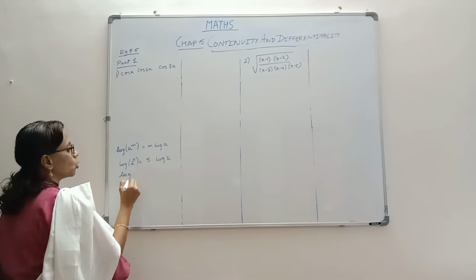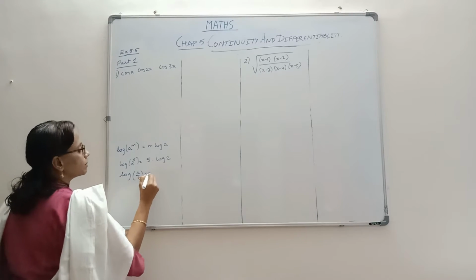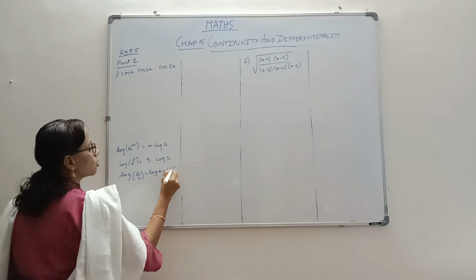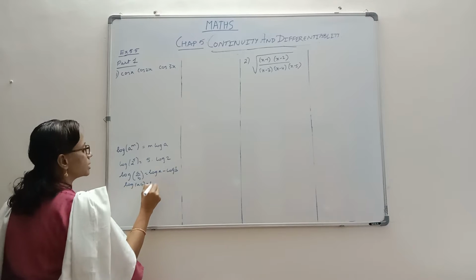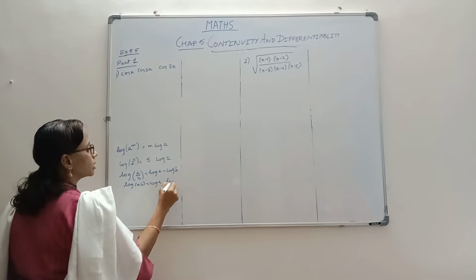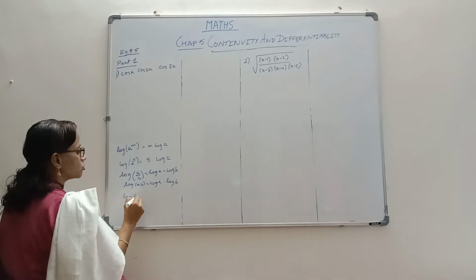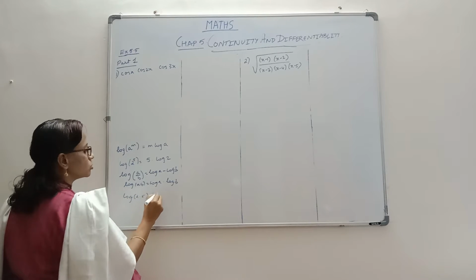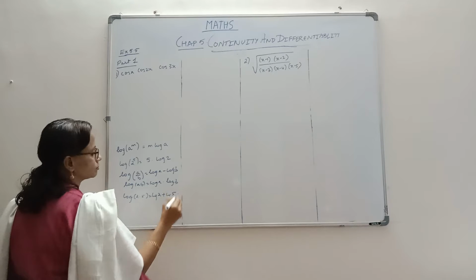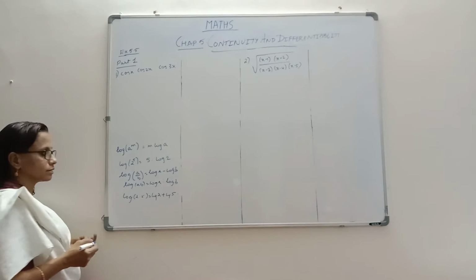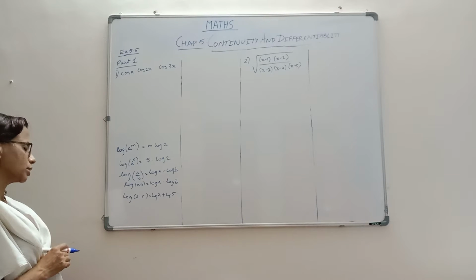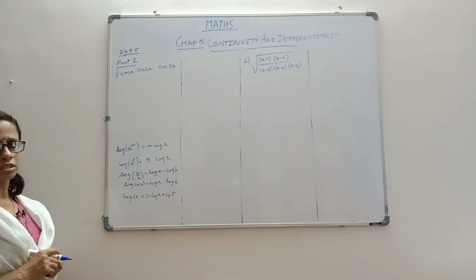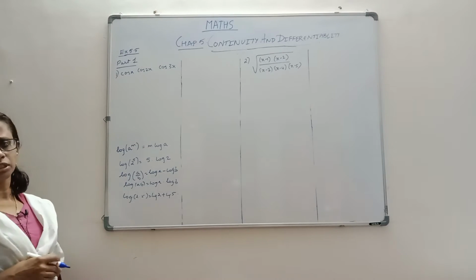Also, if you have log of a by b, then that can be written as log a minus log b. Similarly, if you have log ab, then it can be written as log a plus log b. That is, if you have log of 2 into 5, then this is log 2 plus log 5. So that's some of the properties that we'll be using, and that's how we'll be getting across doing the problems. This is more or less the properties that we have to use in the upcoming problems.